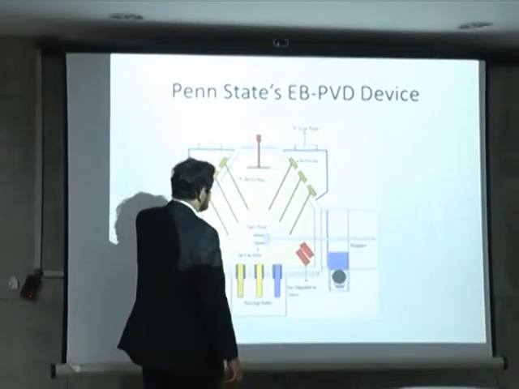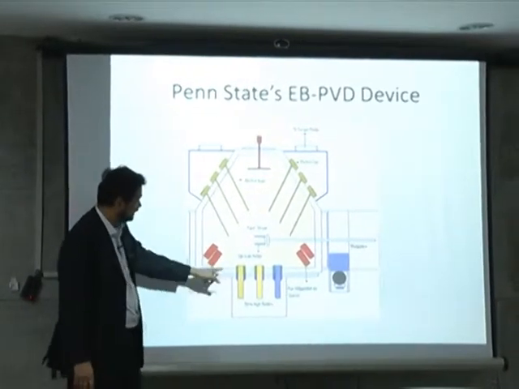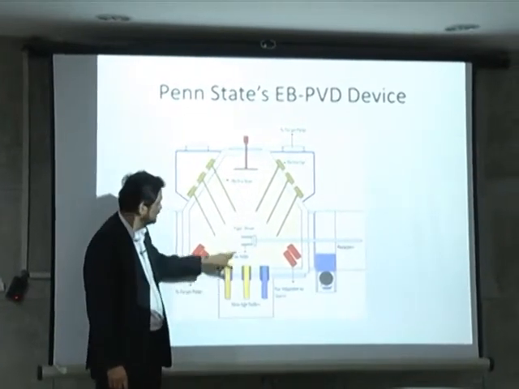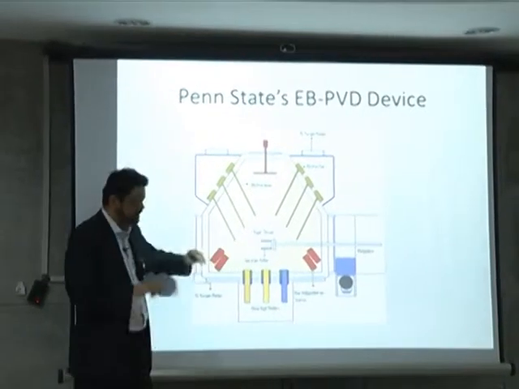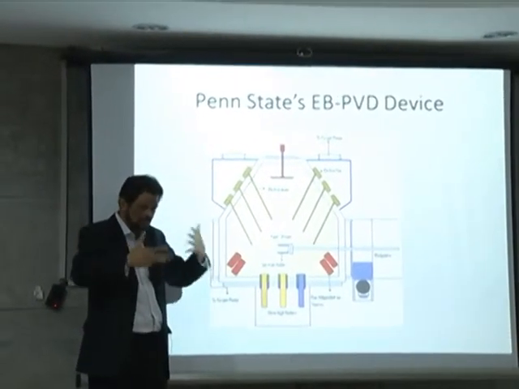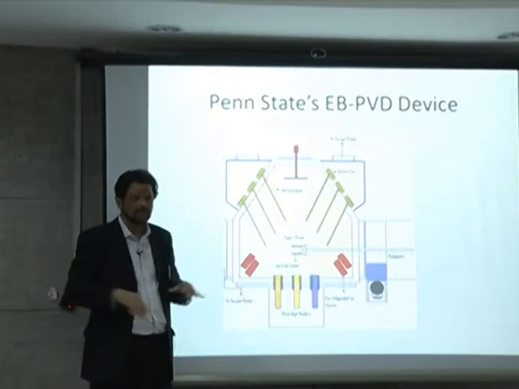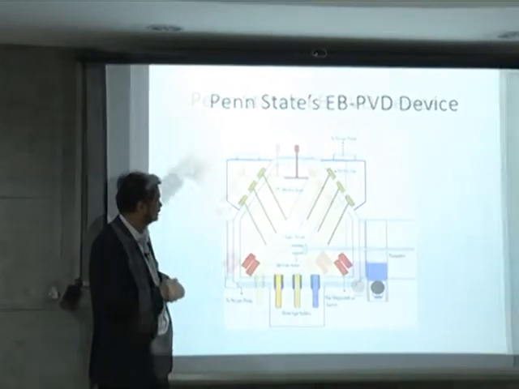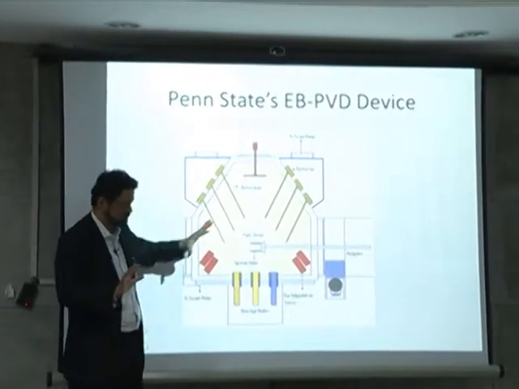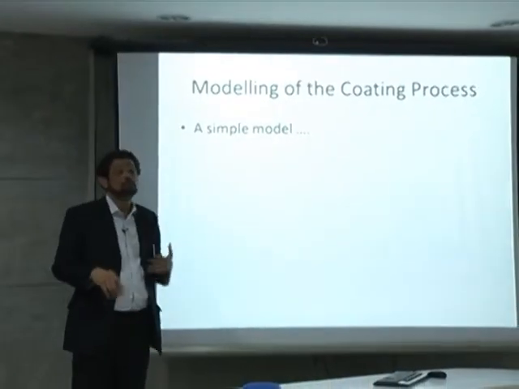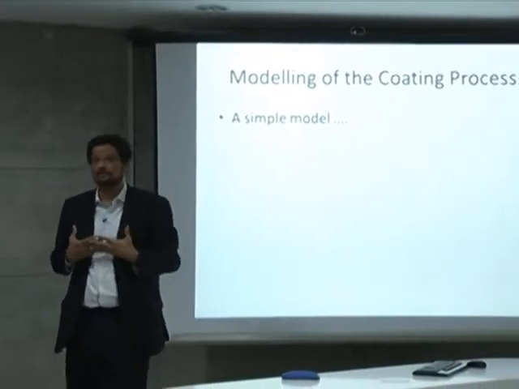So this is a schematic of the same diagram. Those are the A, B, C rods there. This is where the substrate is, and you can keep spinning it if you want even distribution of coating on it. These are electron guns. That's how it works. We want to now mathematically model the process.